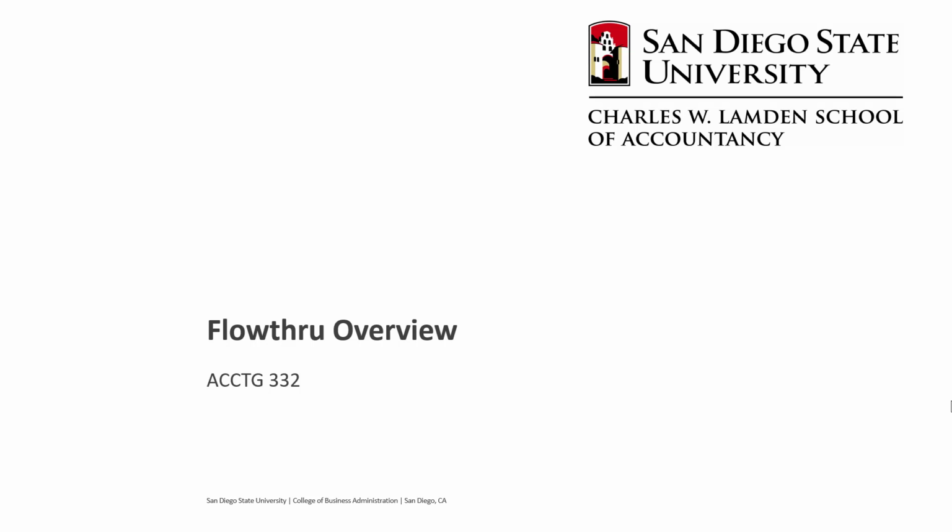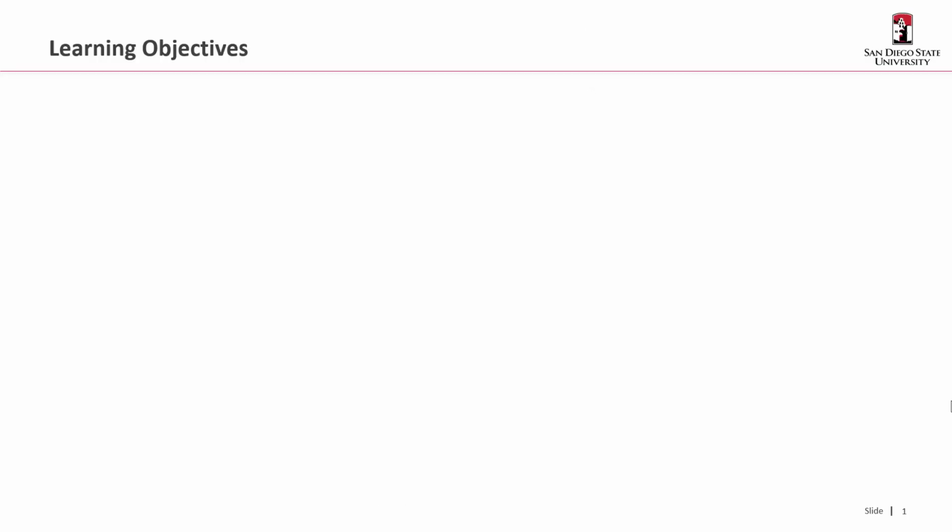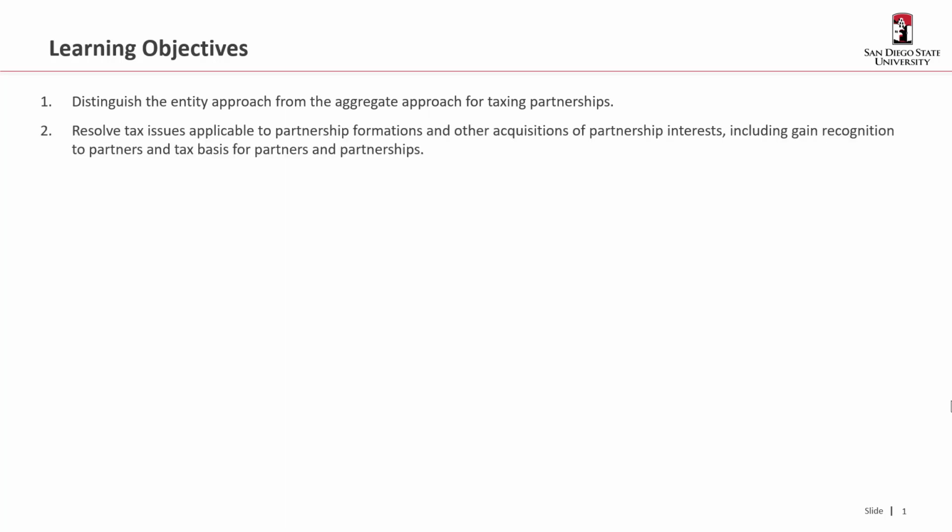Welcome to Module 5. This module is all about flow-throughs, and so we're going to spend a lot of time talking about partnership taxation and then to some extent S-corporation taxation. So let's go through the Module 5 learning objectives. We're going to distinguish the entity approach from the aggregate approach for taxing partnerships, and we'll talk about what those are today. We'll talk about tax issues related to when we form a partnership or acquire partnership interest.